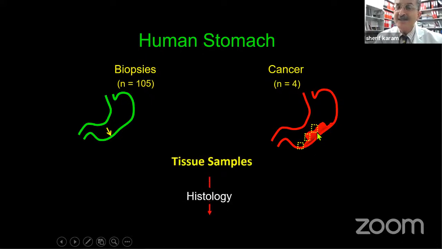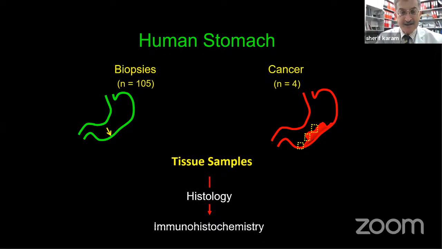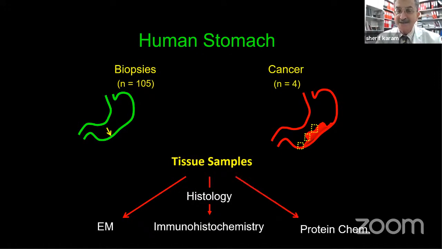And then we processed these samples for simple histological examination and some immunohistochemistry. And we did also some electron microscopy on this. And we did some protein chemistry on these samples that were collected from these patients.